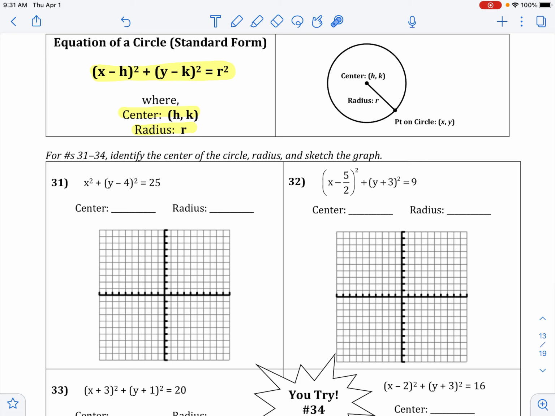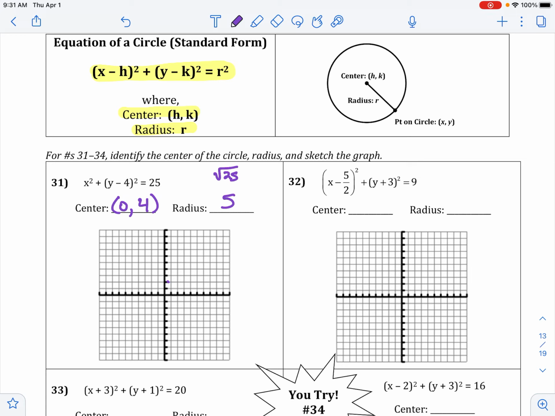So in problem number 31, we have an equation with x squared. That quantity does not have an h. There's no quantity squared, so we can just let h be 0. So for our center, h is going to be 0, but our k will be the opposite of negative 4, which is positive 4. So that's our center. And then to find our radius, we're going to take the square root of 25, which is 5. And now we're going to graph it.